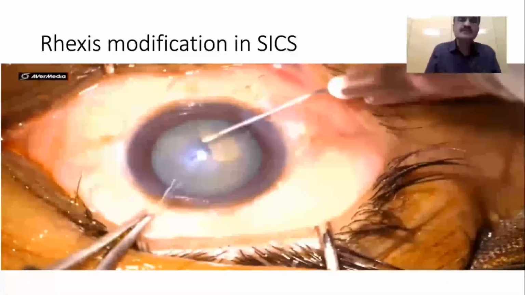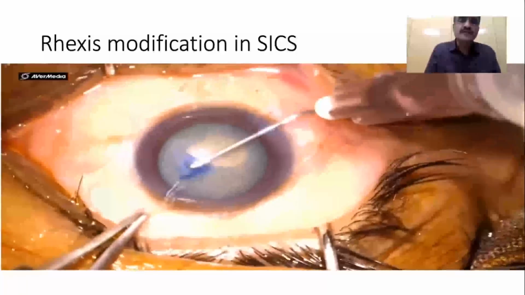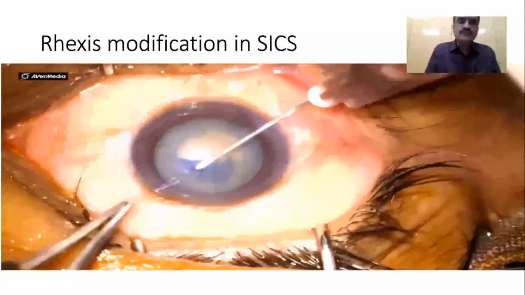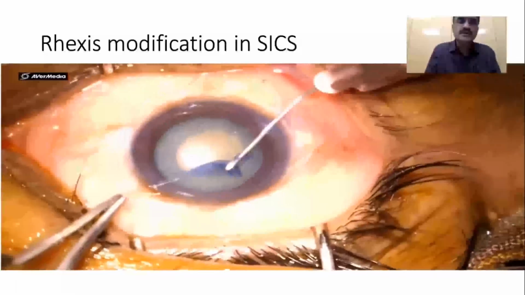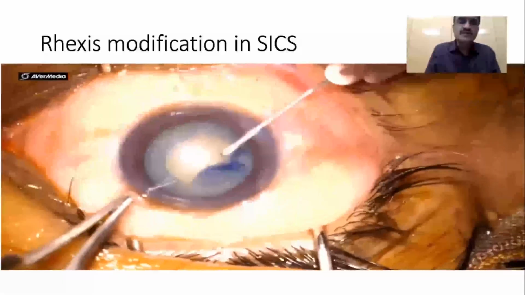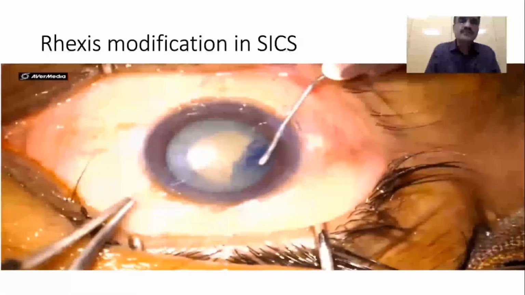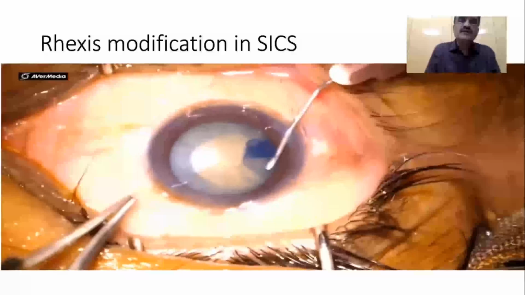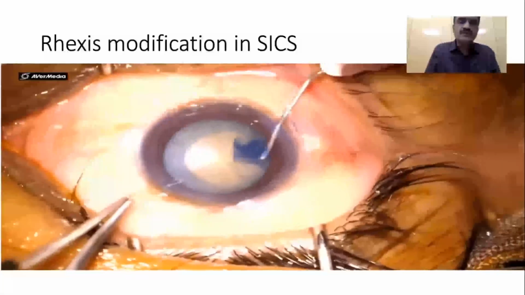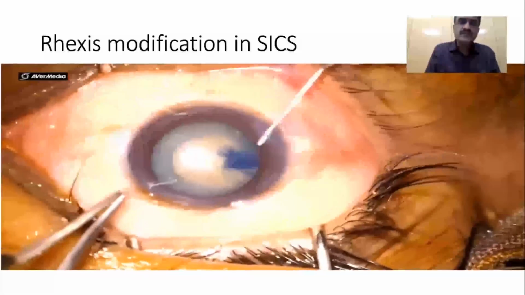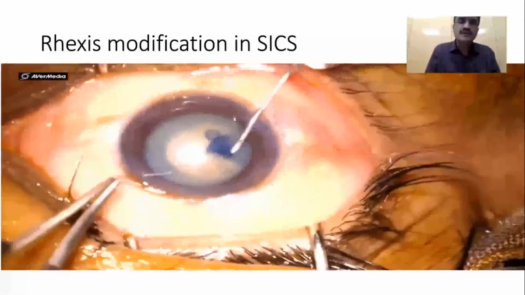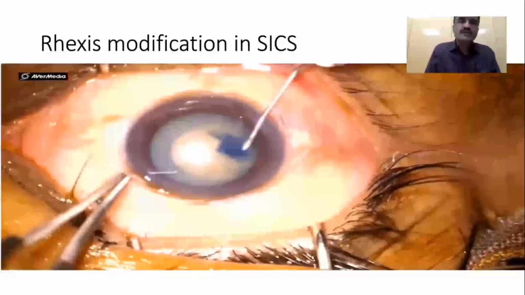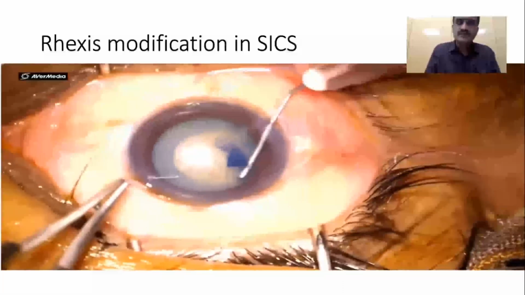The Rhexis in SICS is usually larger compared to a phaco Rhexis, and it is more prone to capsular radial tears because sometimes we might go close to the 7 millimeter zonule-free zone in the anterior capsule, and though the capsule can stretch up to 1.6 times, sometimes we require a fairly large access for the nucleus delivery. And this is what we usually face when we try to execute a Rhexis.